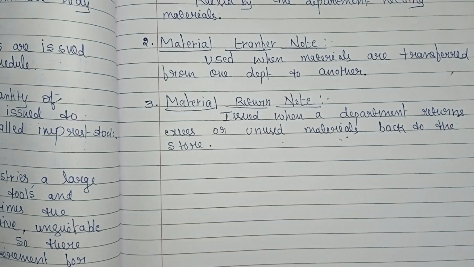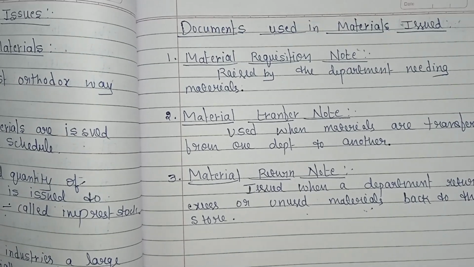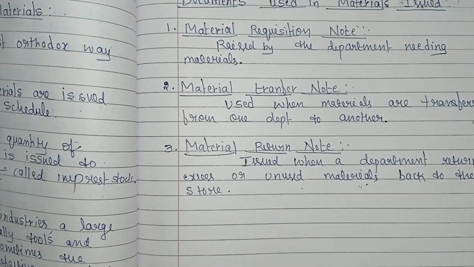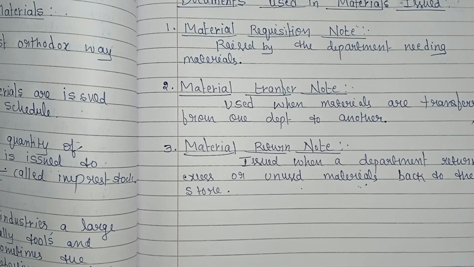Clear? So what are the documents used in material issue? The material requisition note is used when the department needs materials. The material transfer note is used when materials are transferred from one department to another. The material return note is used when a department has excess or unused materials and gives them back to the stores. This is about methods of issuing materials and documents used in material issue.